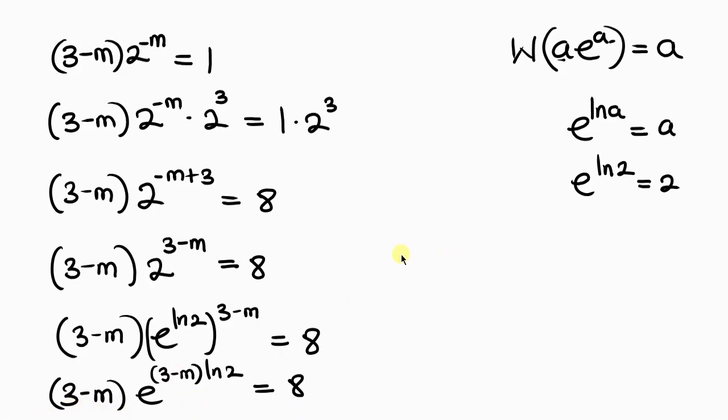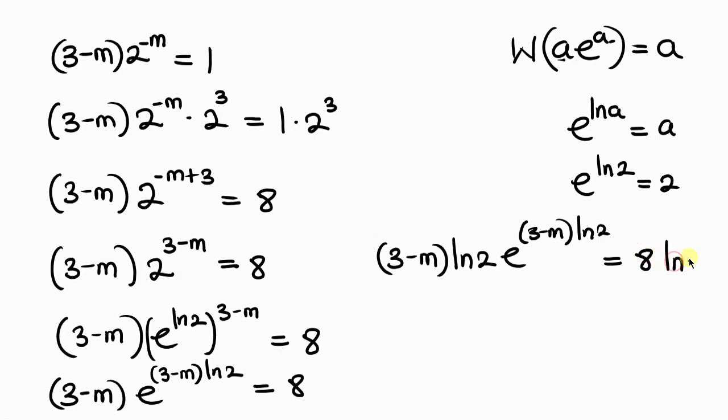So we have 3 minus m. Remember, we're going to multiply this by ln2. And this is e to the 3 minus m times ln2. As we multiply the left-hand side by ln2, we also do the same to the right. So on the right, we have 8 multiplied by ln2 to balance both sides of the equation.